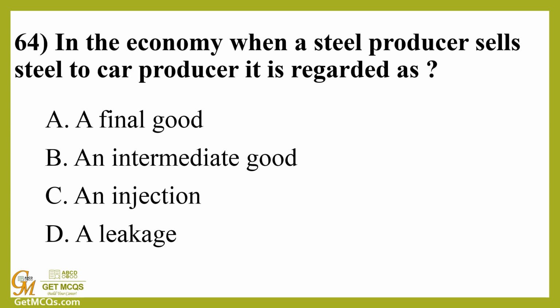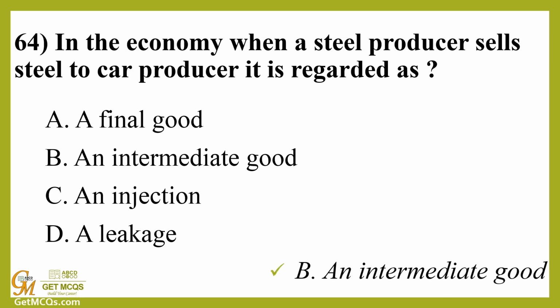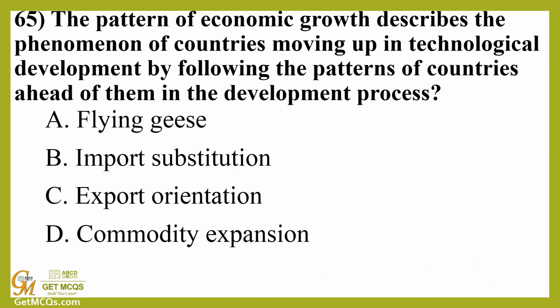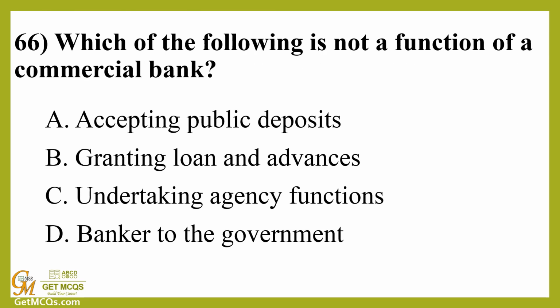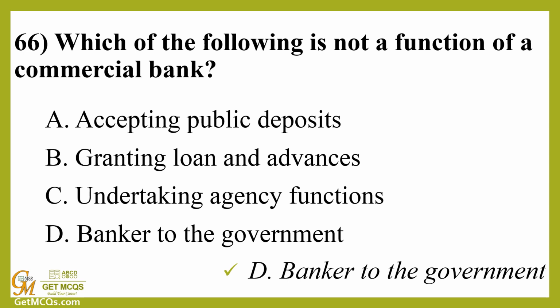64. In the economy, when a steel producer sells steel to a car producer, it is regarded as b. an intermediate good. 65. The pattern of economic growth describes the phenomenon of countries moving up in technological development by following the patterns of countries ahead of them in the development process. A. Flying geese. 66. Which of the following is not a function of a commercial bank? D. Banker to the government.